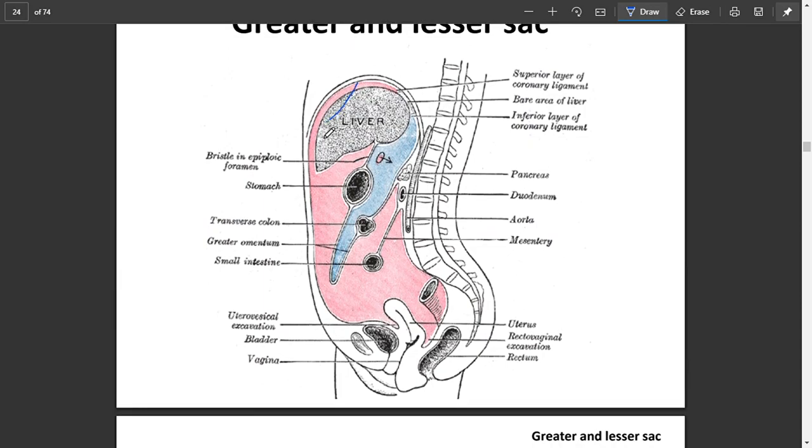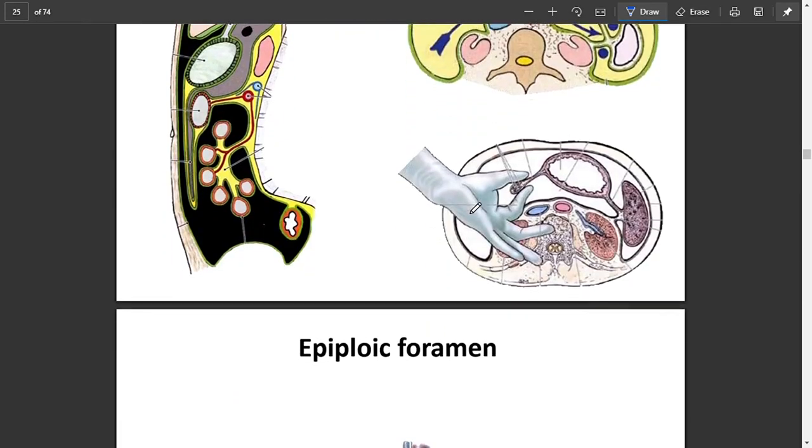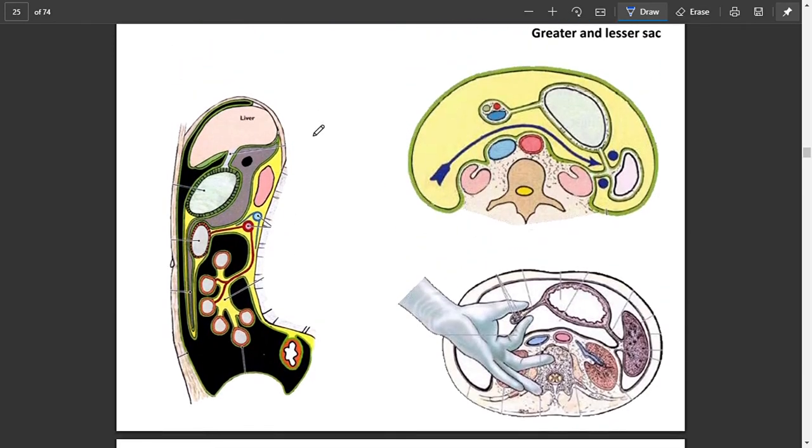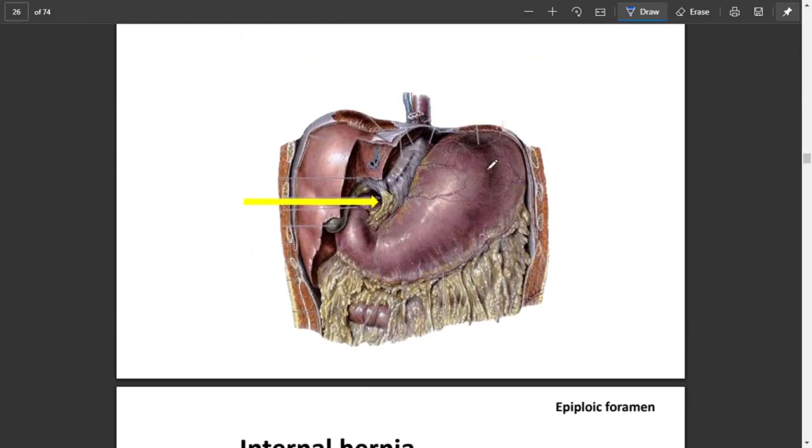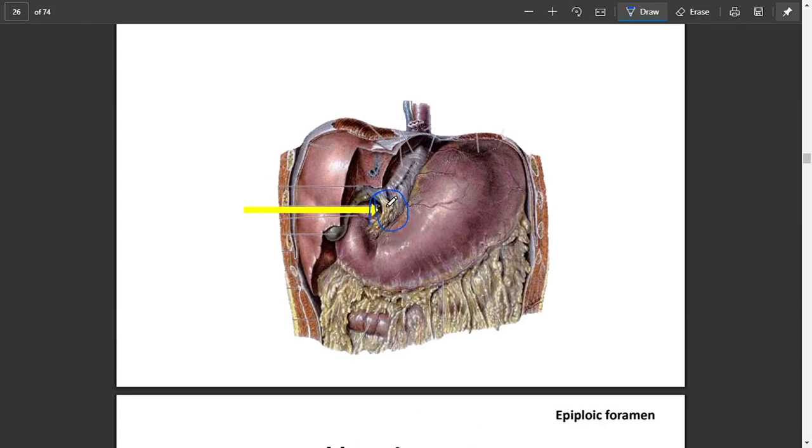The pink one is the greater sac, the blue one is the lesser sac, and the foramen joining the two of them is the epiploic foramen, also called the foramen of Winslow. So here's the peritoneum again, and you can see it here. And this is the epiploic foramen, the foramen of Winslow.